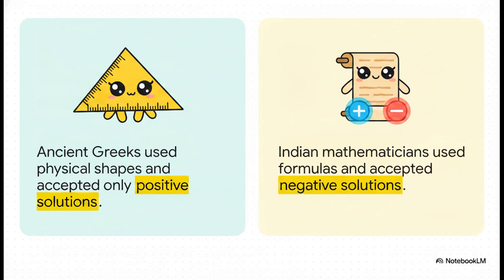By the 12th century, another Indian mathematician, Bhaskara II, provided the very first clear explanation of the discriminant concept itself, detailing how it fundamentally determines the nature of an equation's solutions.